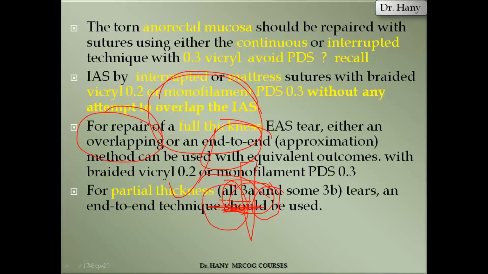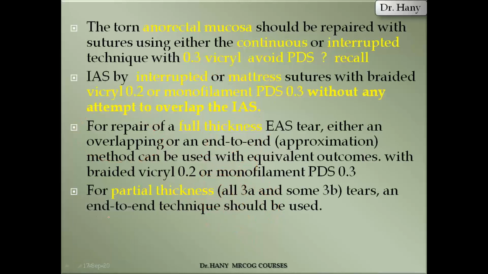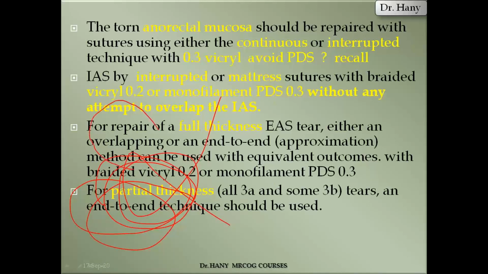Partial thickness, so end-to-end, no overlap. If it is less than 50%, 3A and some 3B tears, so 50% or less, you cannot do overlap because the remaining muscle is still intact. How do you overlap an intact muscle? So only the end-to-end technique, no overlap here again. You only do overlap in a complete cut of the striated external anal sphincter.